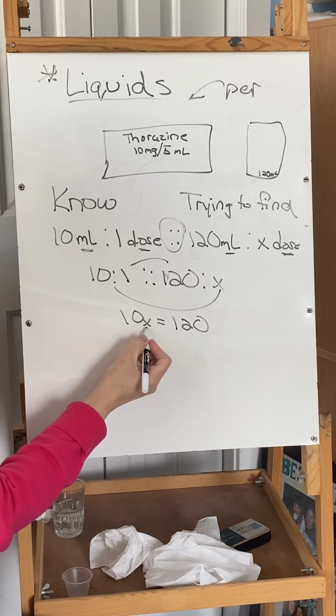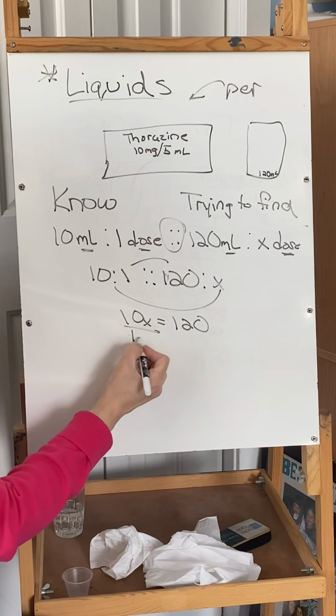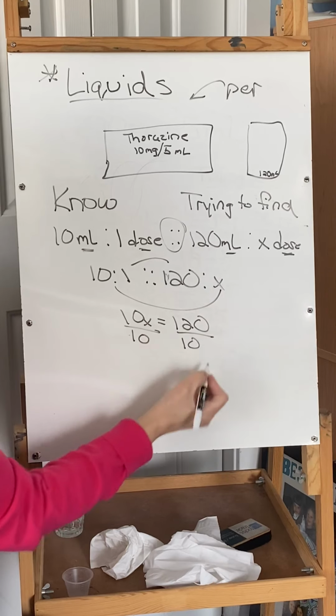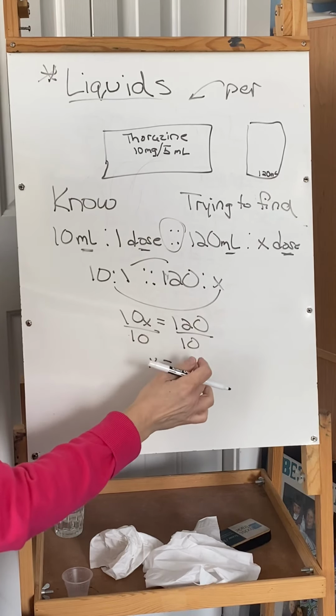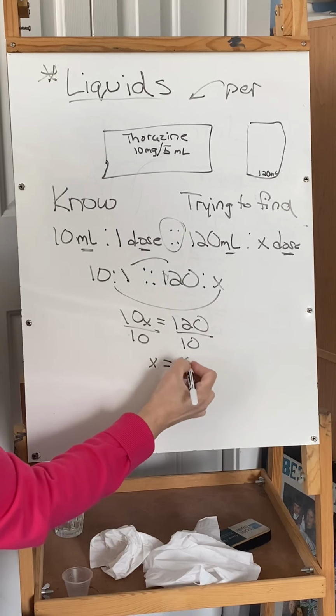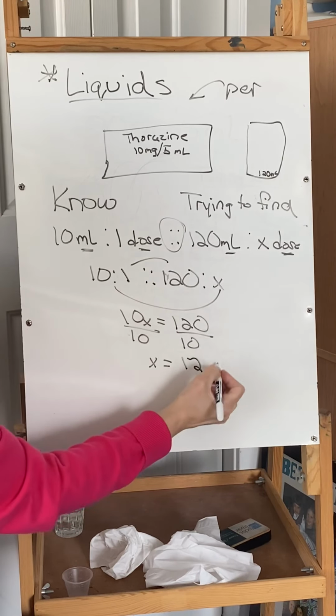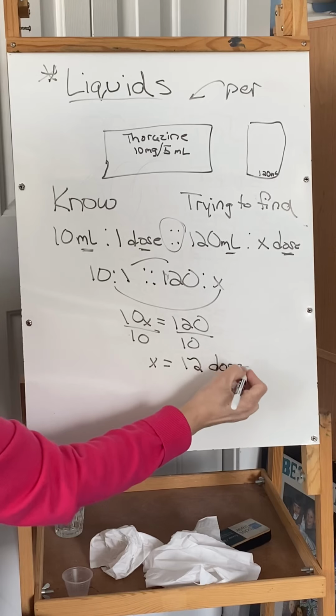If you have 10X here, we want to find 1X. We're going to divide both by 10. X equals, and if you divide 120 by 10, you're going to come out to 12. 12 doses in the whole entire bottle.